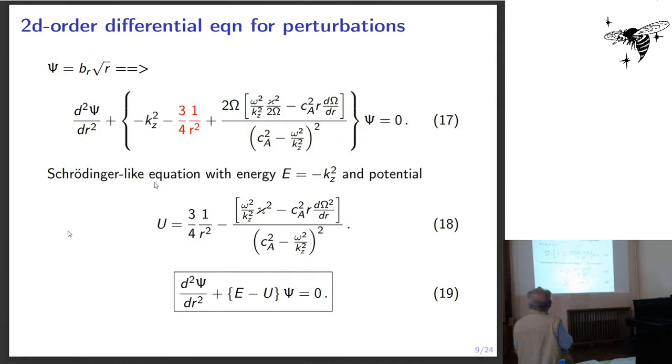With the substitution psi in this form, we have the second order differential equation for the perturbation in this form. This is a Schrödinger-like equation, with the energy equal to minus k_z square and the potential. This is the potential we have, in this form. Usually this term is absent, and we included this term in this equation. And we have the Schrödinger-like equation.